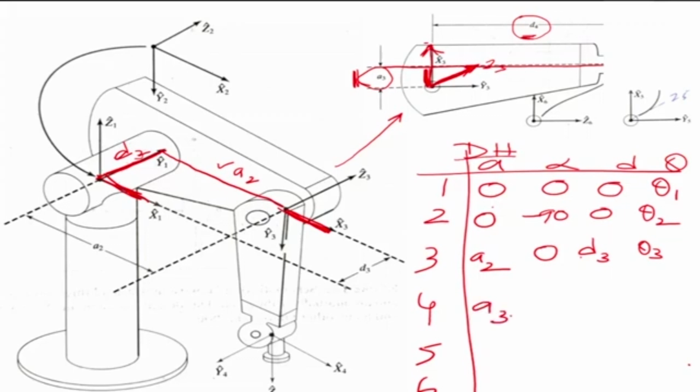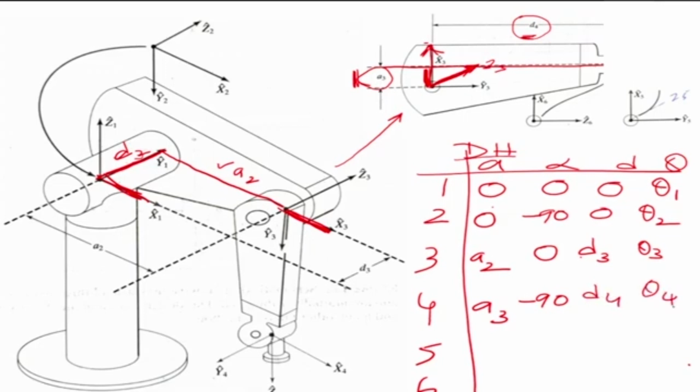Now Z4 and Z3 are again not in the same direction. So Z3 has rotated by 90 degrees about the x-axis and becomes Z4. So it's a minus 90. Okay, and the distance between the x-axis is D4 and the variable is theta 4.